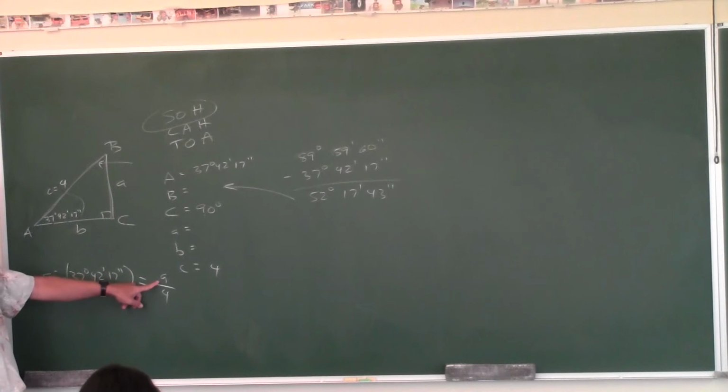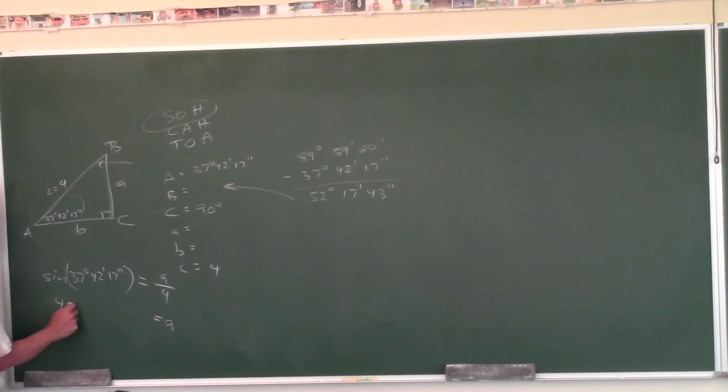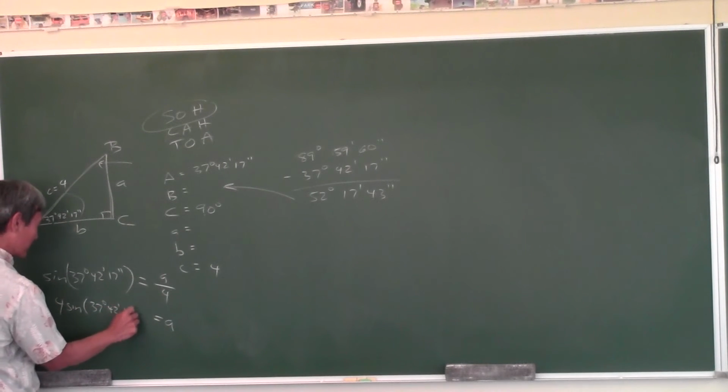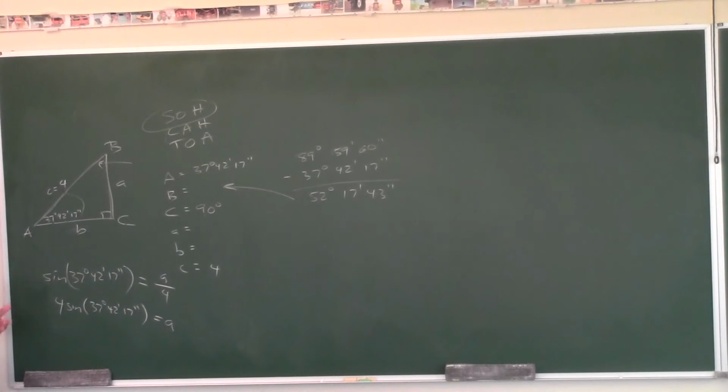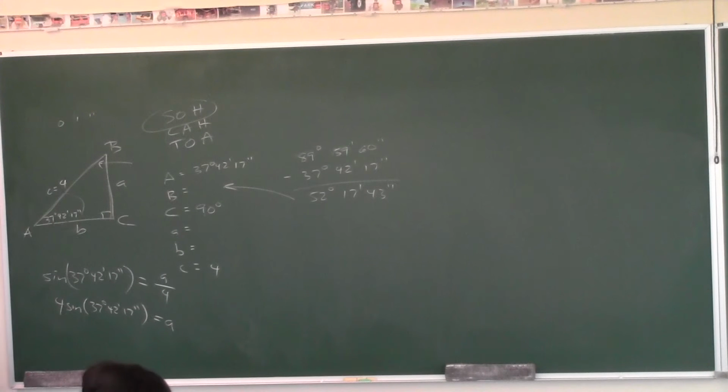So how do you figure out what side A is? How do I get rid of this 4 here? Multiply both sides by 4. So side A is equal to 4 times the sine of 37 degrees, 42 minutes, and 17 seconds. Now some of you, if you figure out how to use the degrees, minutes, and seconds button, that might help you. You just have to figure out how to use it. Maybe you have to Google something.